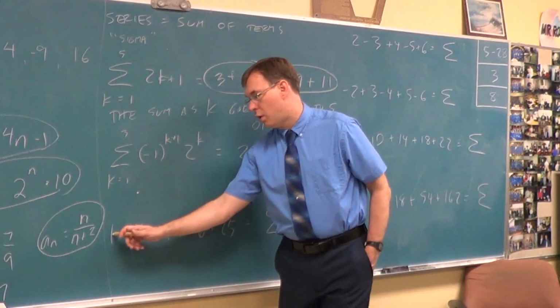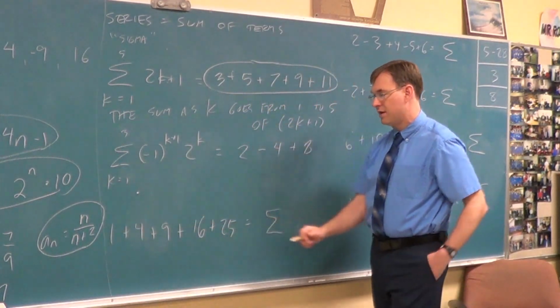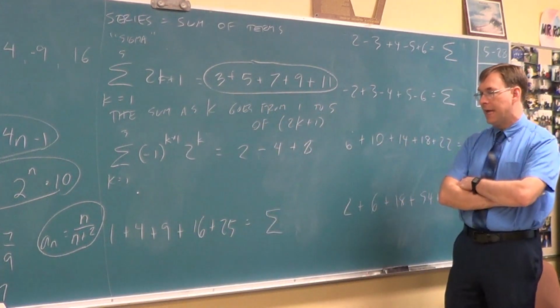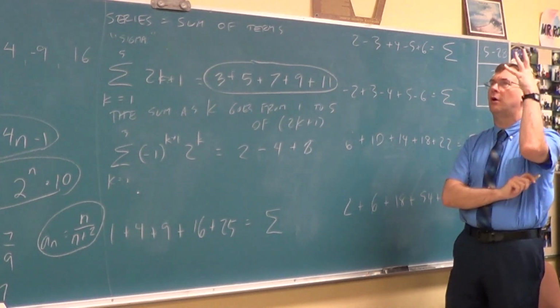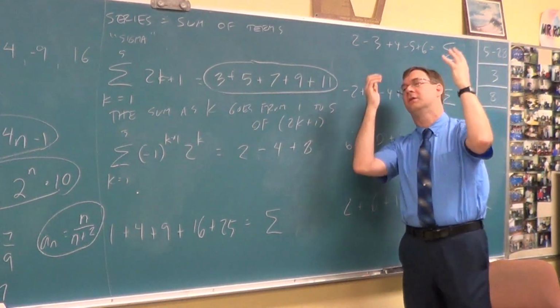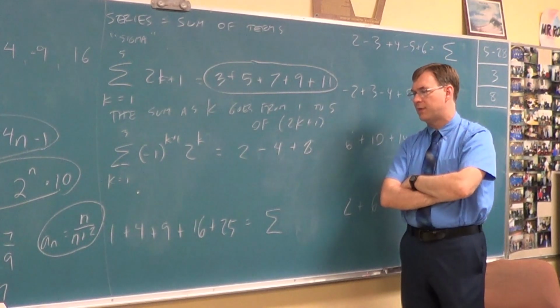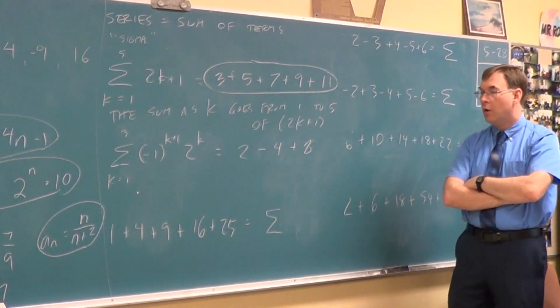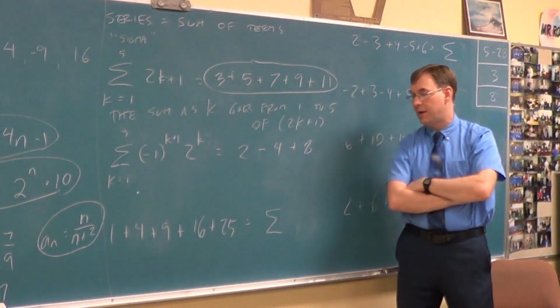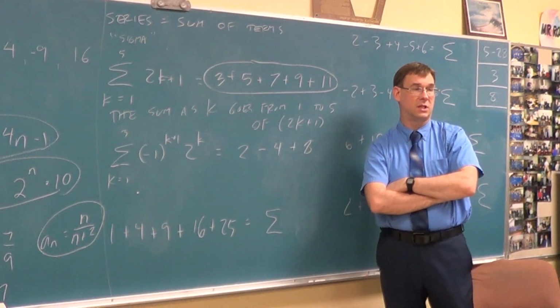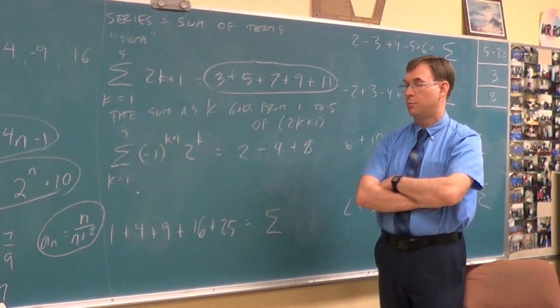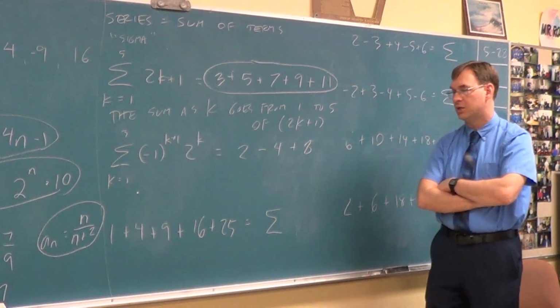So if I go 1, 4, 9, 16, 25, we need to puzzle at that until either a light bulb goes on and a voice comes from the heavens that tells you what those numbers are doing. Or you stare at it until you get sick of it and you skip it and move to the next one because it just isn't going to happen for you right now. And those are both valid strategies.